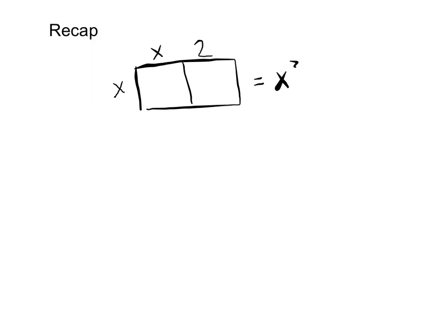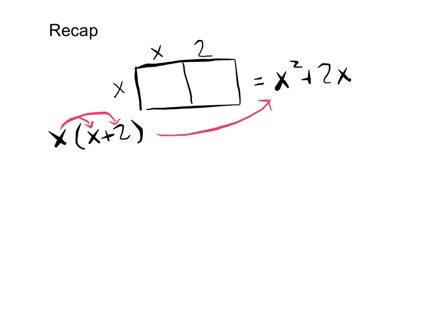As I like to do, we are going to do a little recap. Our single distribution recap is when we have something like x times x plus 2. So we would have x squared plus 2x. Our area model just has 2 parts to it. We can also write this as x times x plus 2, and we can use our arrows to do our single distribution and arrive at the same solution.